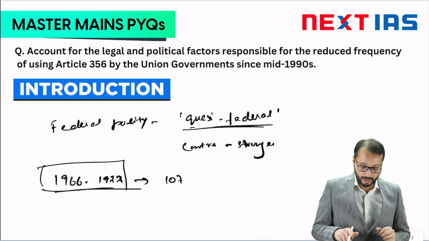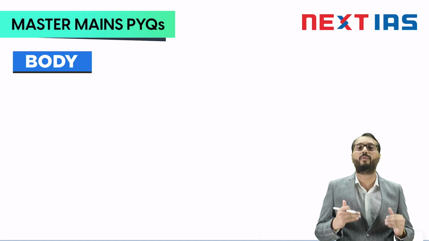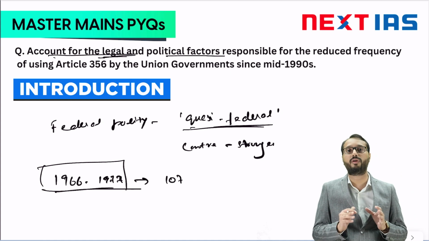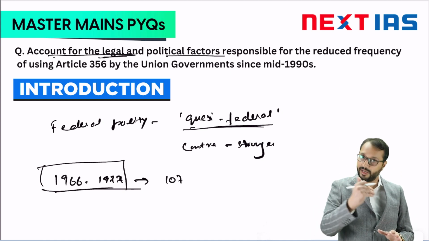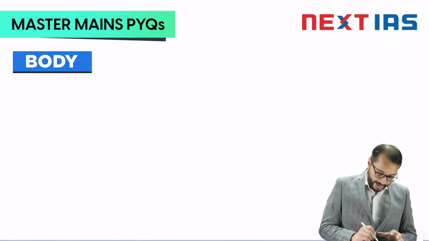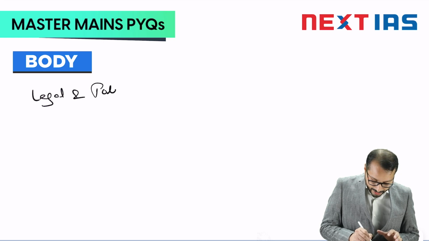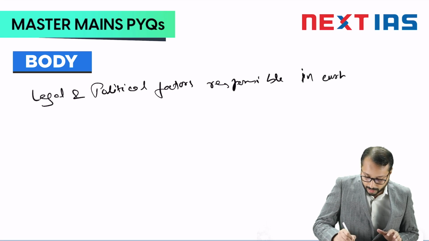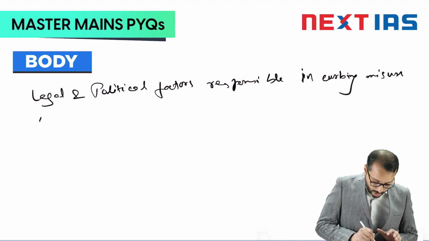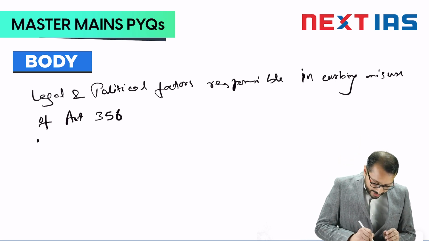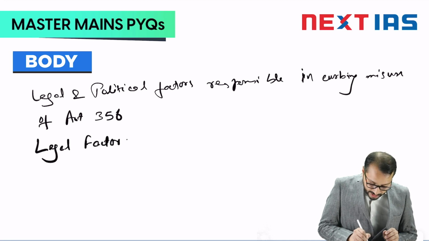Now, moving on, how would you structure the body? You can clearly see the question is asking you to account for the legal and political factors. It is not asking for much analysis. So you have to highlight what legal factors and what political factors you can identify that have been responsible. Very simply, you create a heading: legal and political factors responsible in curbing misuse of Article 356. Within that heading you can have a subheading that is legal factors. So we can first discuss the legal factors.